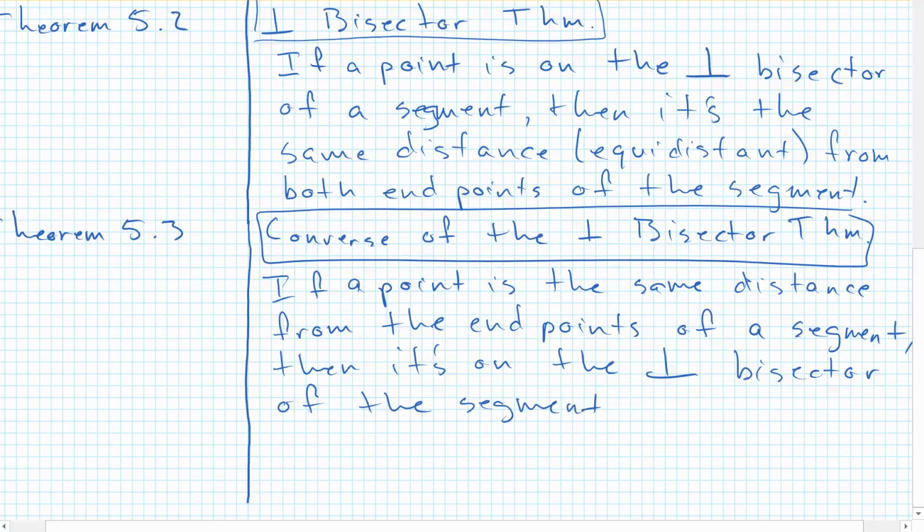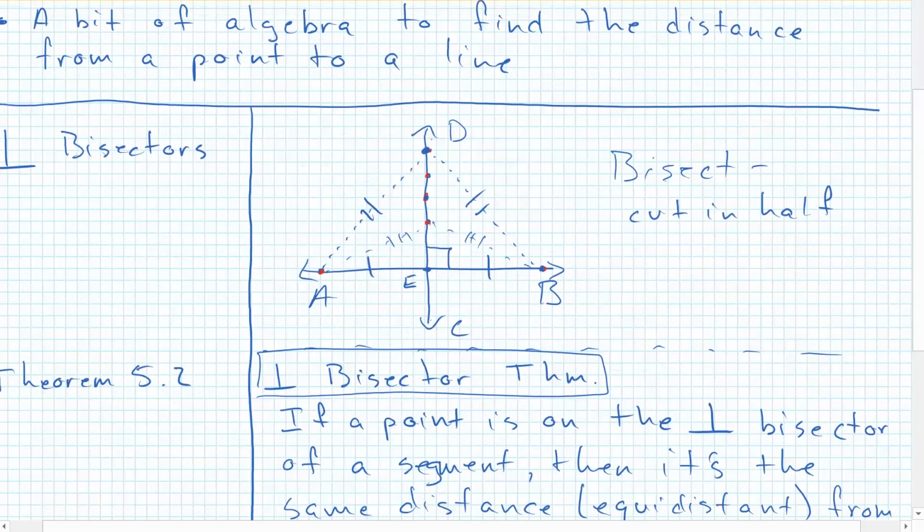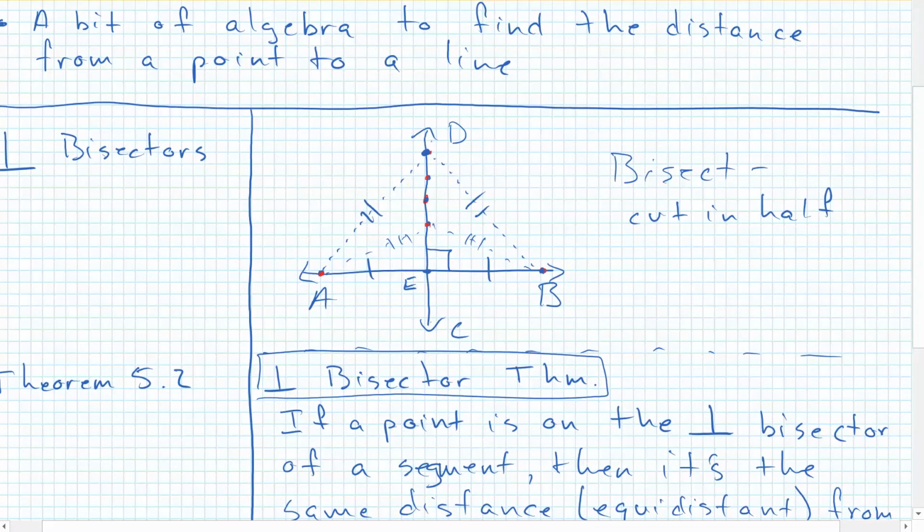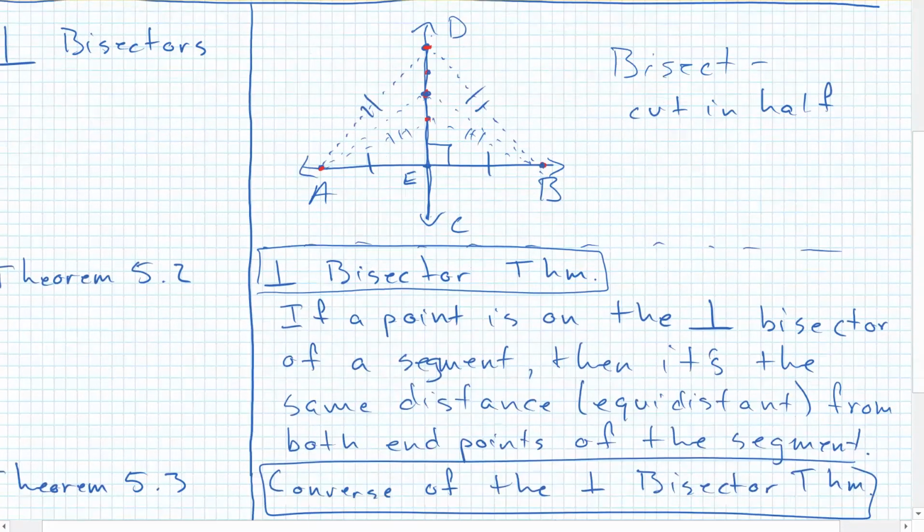So what does this one mean? Well, this just means if there's some point and it's the same distance from two endpoints, it's on the perpendicular bisector. Converse, opposite, or backwards.